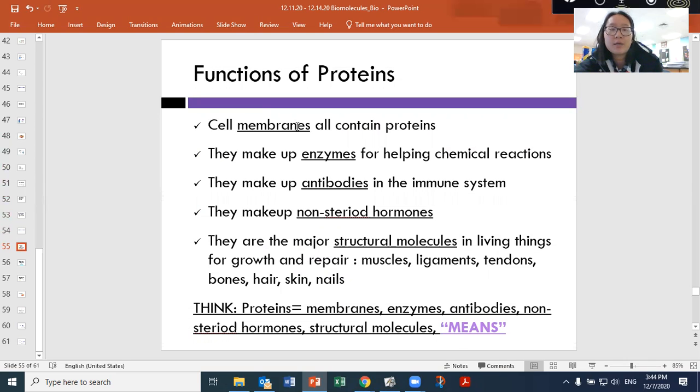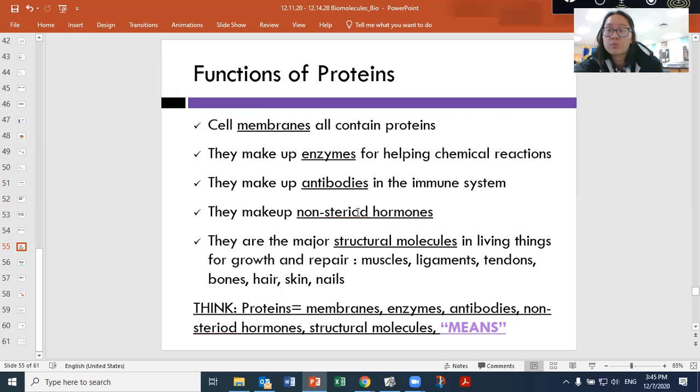So the cell membrane contains a lot of proteins, right? They help transport things. So they are all over the cell membrane. They make up enzymes, which we'll talk about in more detail because chemical reactions are super important for metabolism, for being alive. So proteins are the macromolecule that all enzymes are made out of. They make up antibodies that help you target foreign invaders in your immune system so that your white blood cells can go attack them. Without these tags or targets, your white blood cells do not know who to attack.